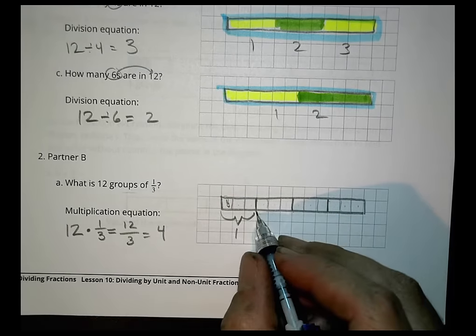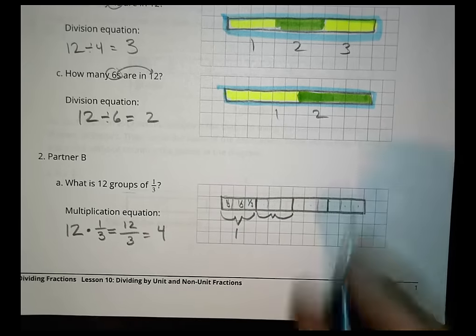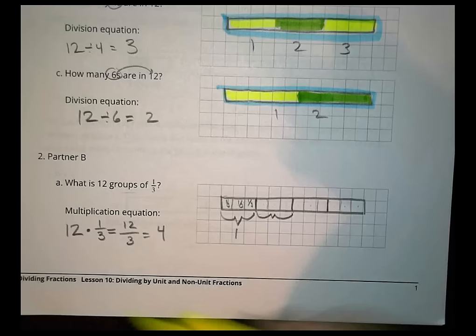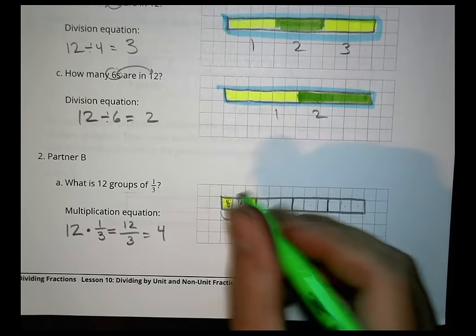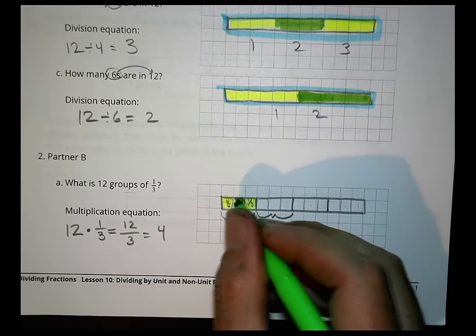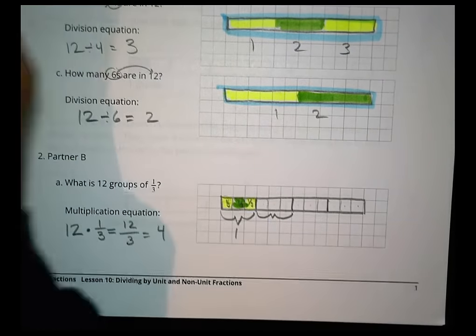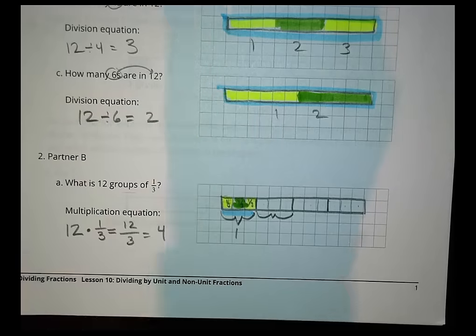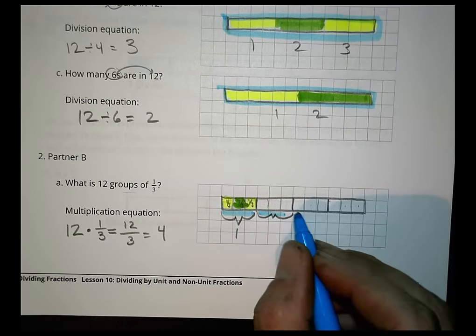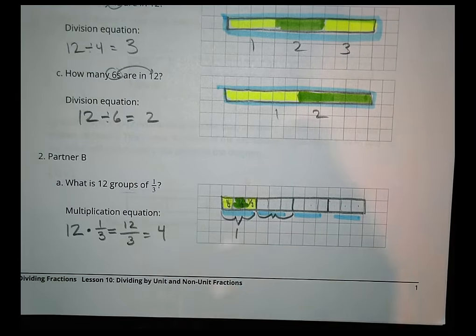You can see that it takes 3 groups of 1/3 to make a whole. Here's 1 and 2 and 3, and when I have all 3 of those, I end up with a whole one, which is what I'm trying to find out. How many wholes would I end up getting? In this case, I have 1, 2, 3, and 4 is what I end up with. Let's look at the next one for partner B.